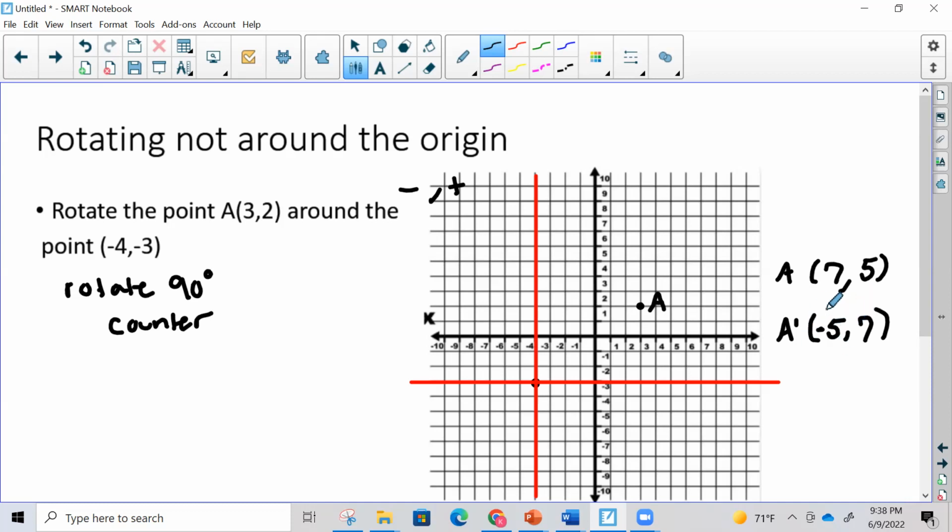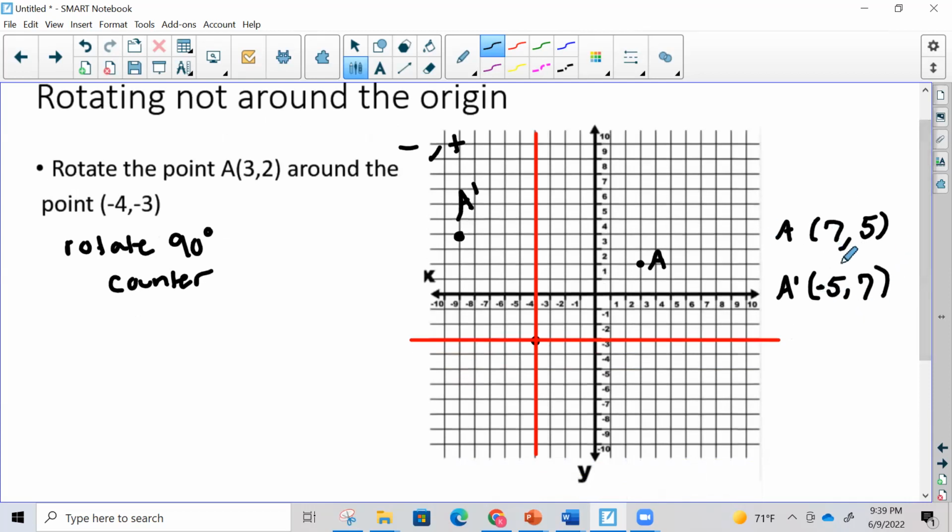And then I'm going to plot this again based on this being my axes. So it would be 1, 2, 3, 4, 5, and then I would go up 7: 1, 2, 3, 4, 5, 6, 7. And this would be my A prime. Again, these are not the real coordinates. These are the coordinates based on that new axes, which I need to do in order to figure out how to rotate it.